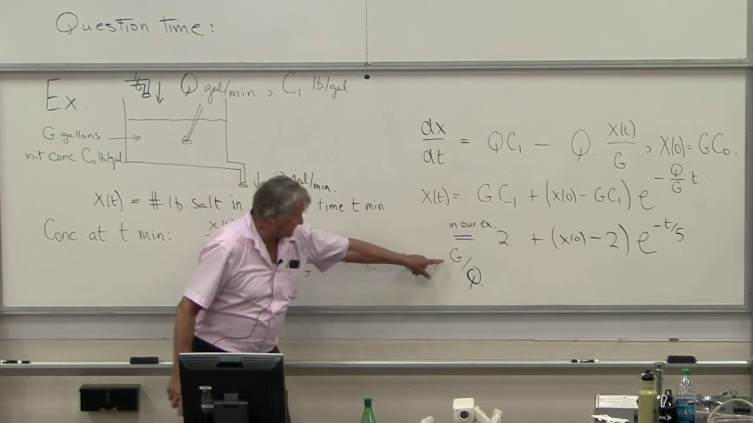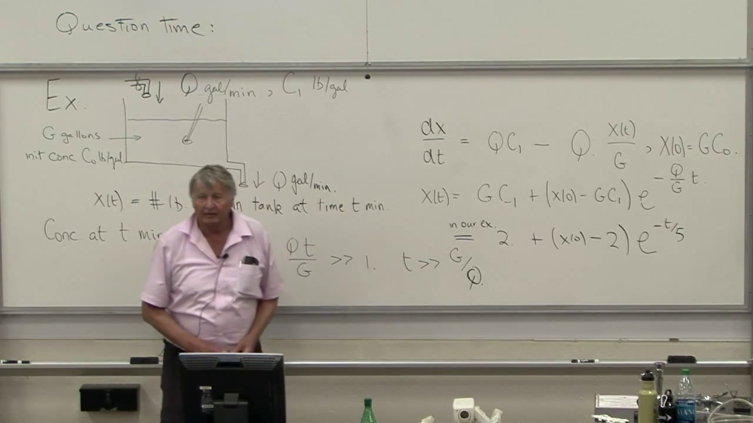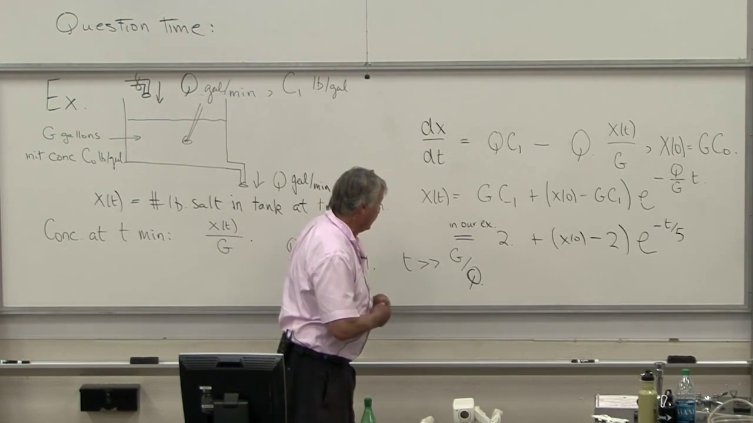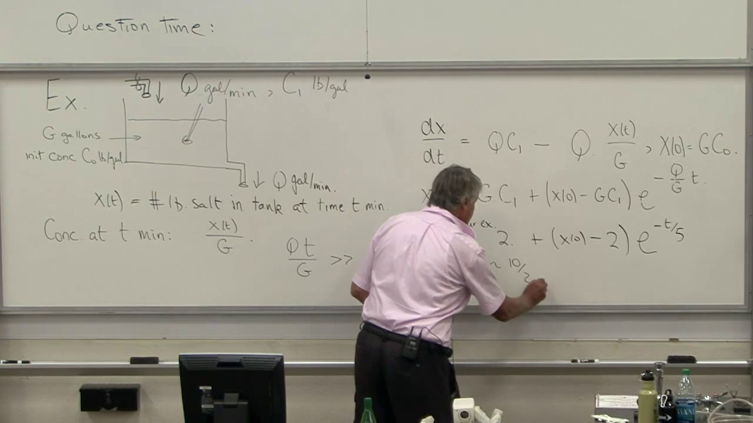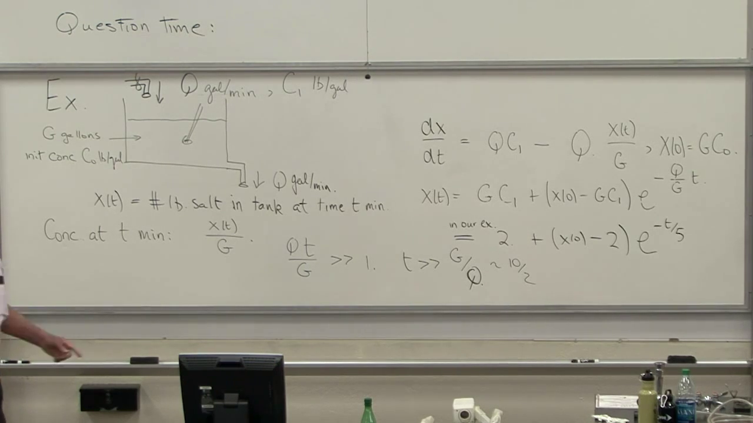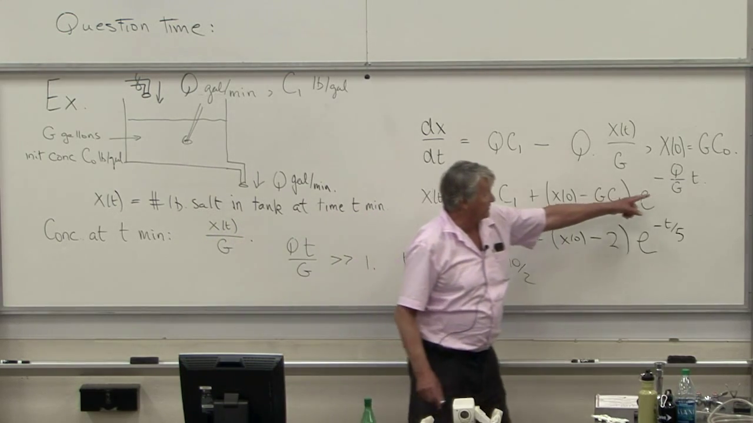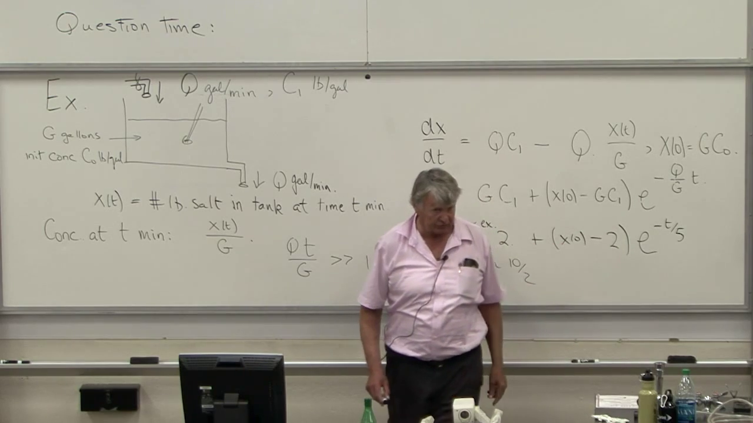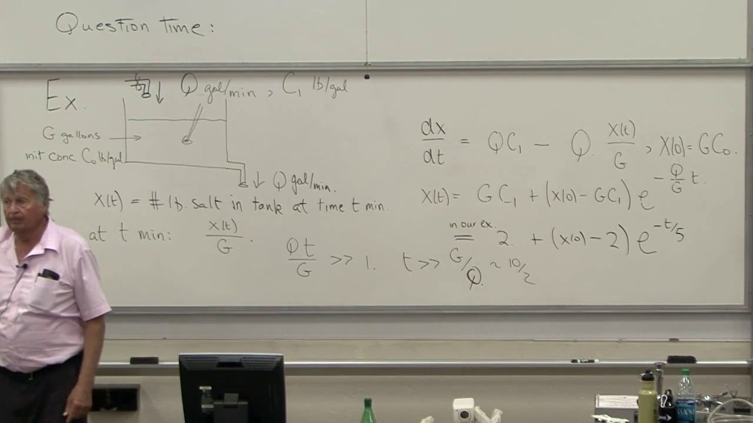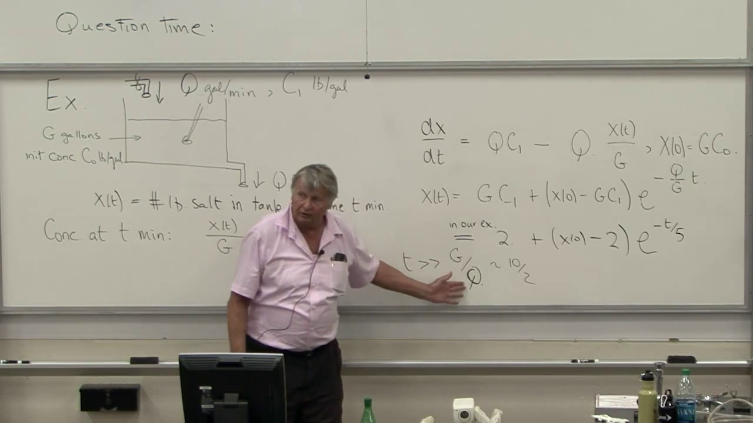Okay? This is a time. Gallons divided by gallons per minute. That's in minutes. For instance, what would G over Q be for the problem here? It would be 10 over 2. Okay? So that is 5 minutes. But you want the time to be greater than 5 minutes because you want this thing to have gotten sufficiently big, so this is sufficiently small, so that you've reached your final state. Okay? So the natural time scale is given by this G over Q, and you want a couple of times that.